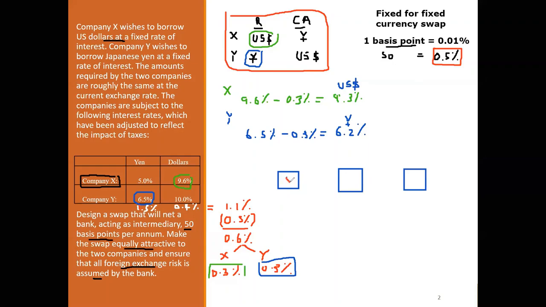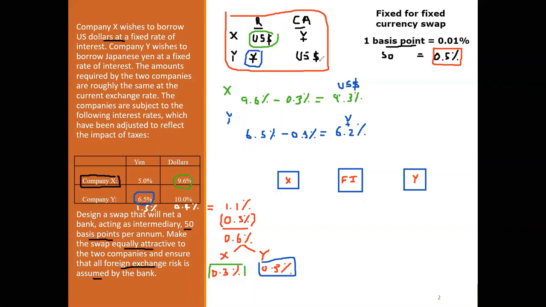So here you can take X, and on the other side it would be Y, and in between you will have the financial intermediary facilitating this swap arrangement. Now, when you're designing the currency swap, first take one side and look at, let's first take X.